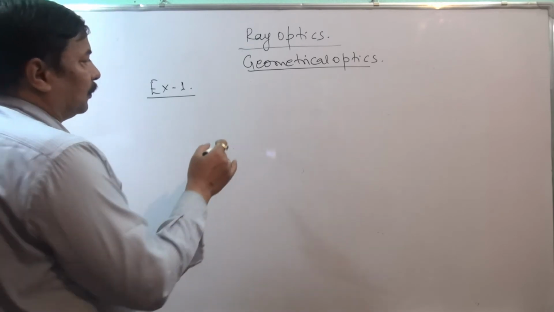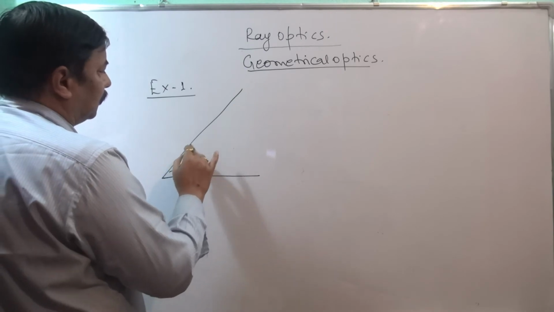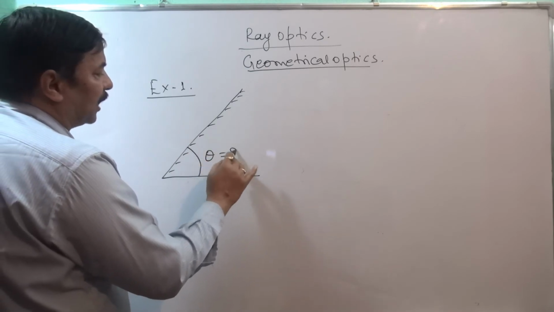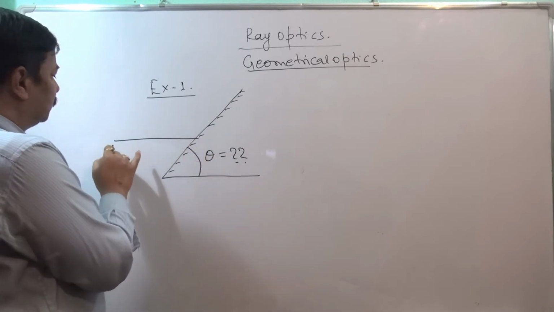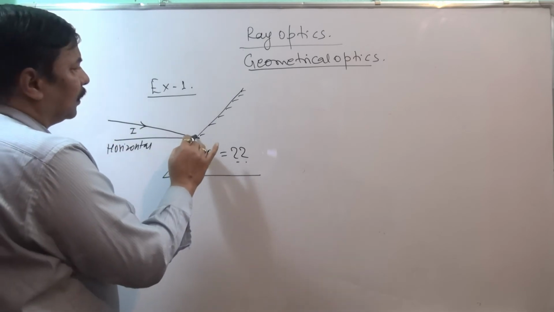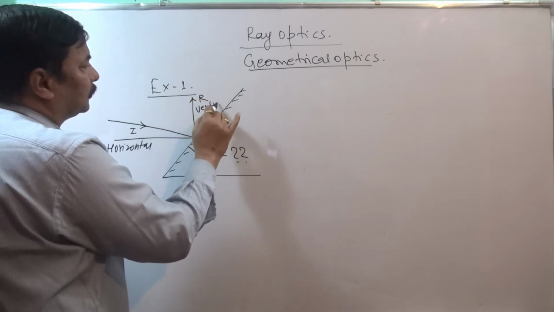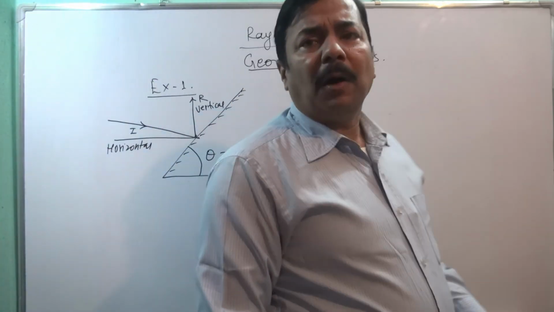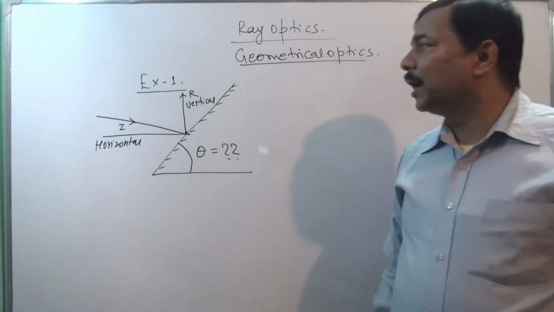Let us suppose that there is a plane mirror and this angle is theta, which you have to find. This line is horizontal. Here is the incident ray. This is the reflected ray and it is vertical. You have to tell the value of theta. Think about it for a few minutes and then we will talk about the solution.